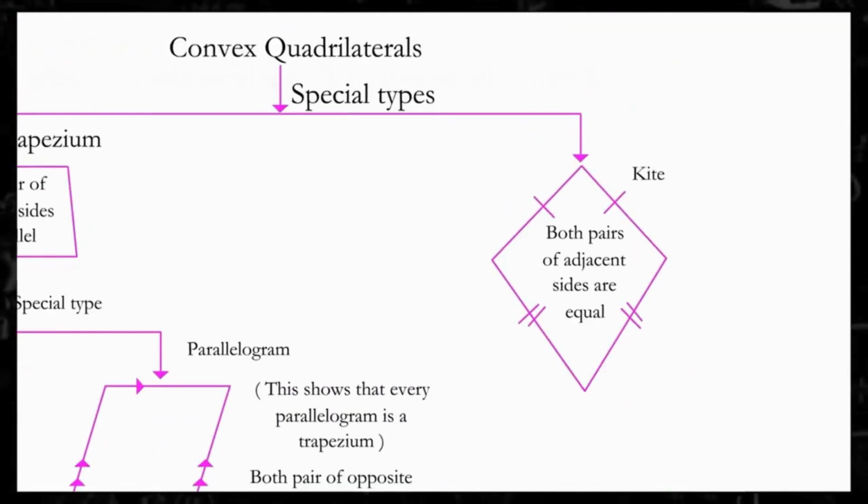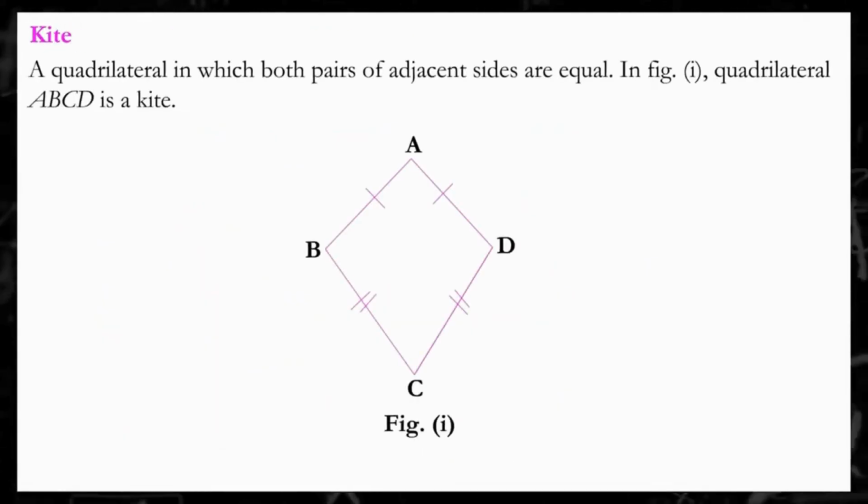Kite. Both pairs of adjacent sides are equal. Kite. A quadrilateral in which both pairs of adjacent sides are equal. In figure 1, quadrilateral ABCD is a kite.